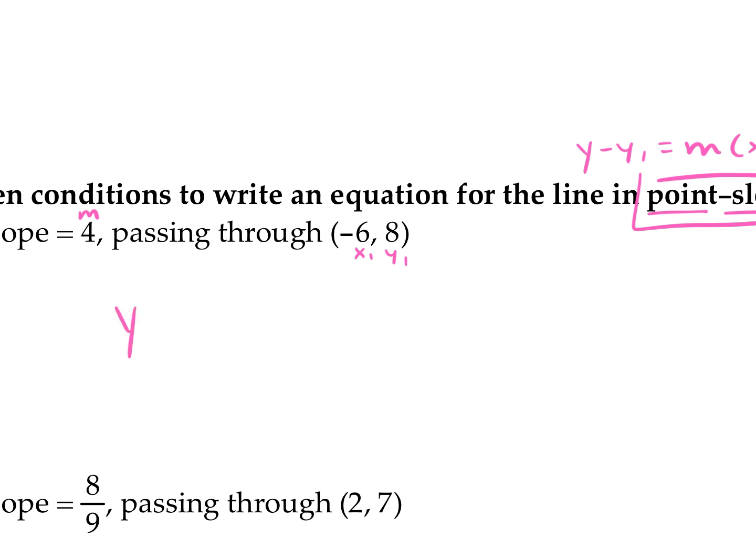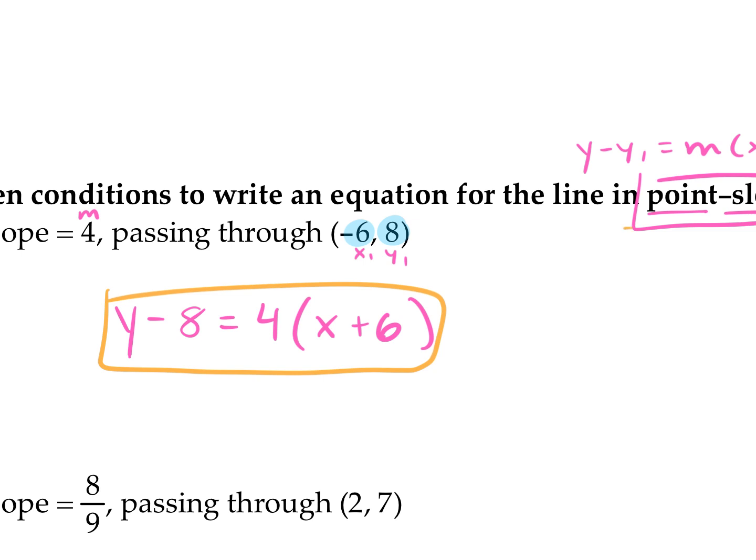So y, what would come next? What's our y1? So y minus 8 is equal to 4 times x plus 6. Awesome. Notice how when we plugged it in, the signs change, from a minus 8 and a plus 6. So this would be our answer. So this is point slope form.